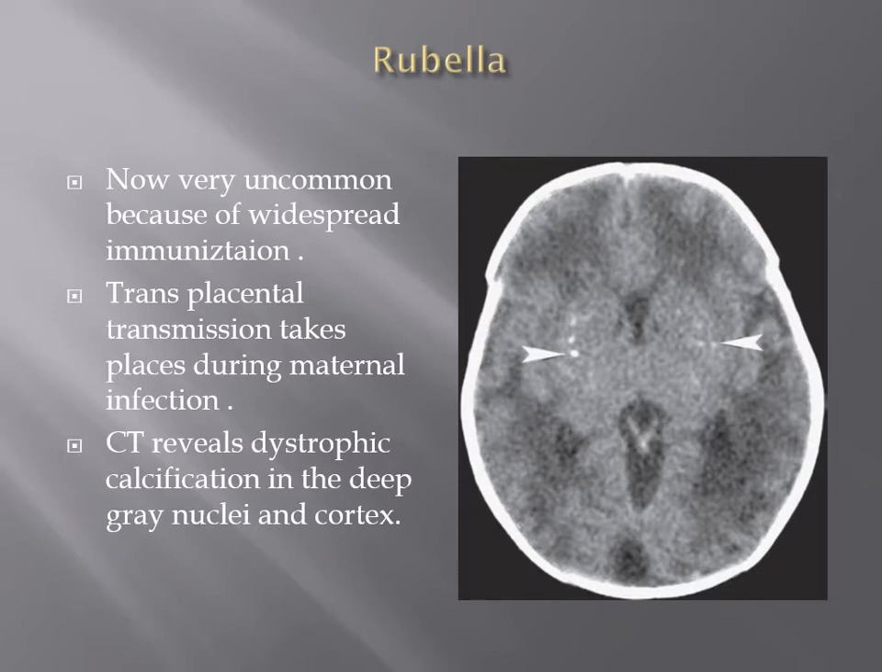Another infection, rubella, is now very uncommon because of widespread immunization. Transplacental transmission takes place during maternal infection. CT scan reveals dystrophic calcification in deep gray nuclei and cortex. Calcification is seen in the basal ganglia.